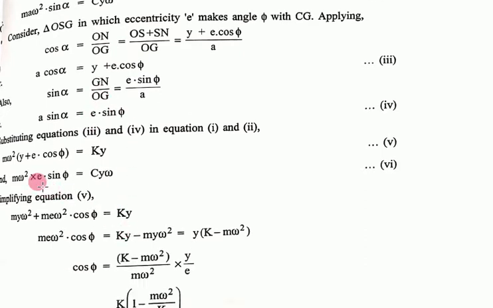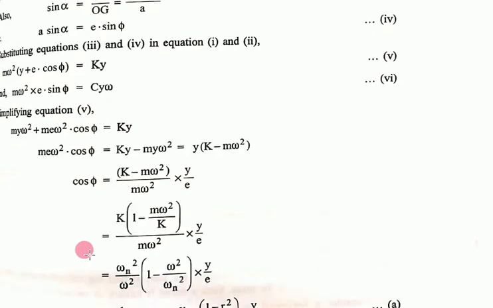So here m omega square (y plus e cos phi) is equal to ky, and same way for sin phi it will be m omega square e sin phi is equal to c y omega. Okay, now here simplify this equation. If we simplify this equation, then here multiply with y and e cos phi, so here is equal to ky, and finally you just pause the video and see how it is derived.